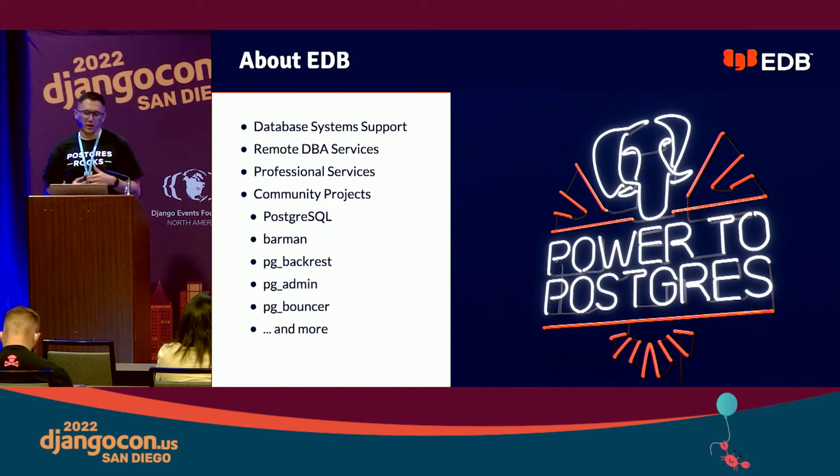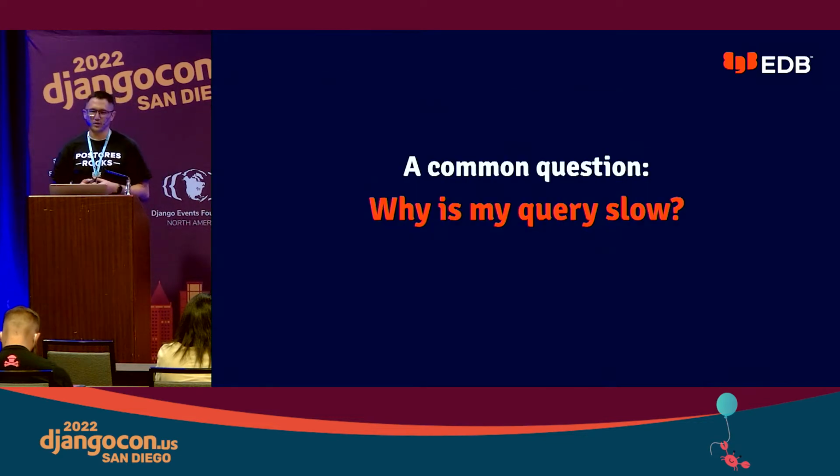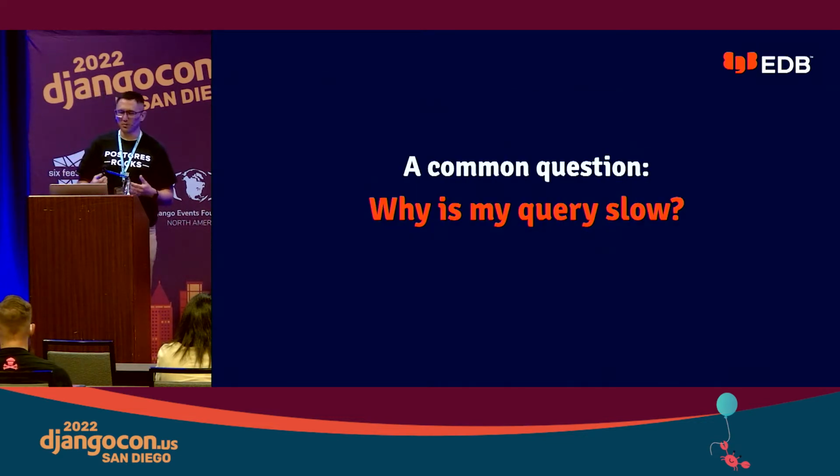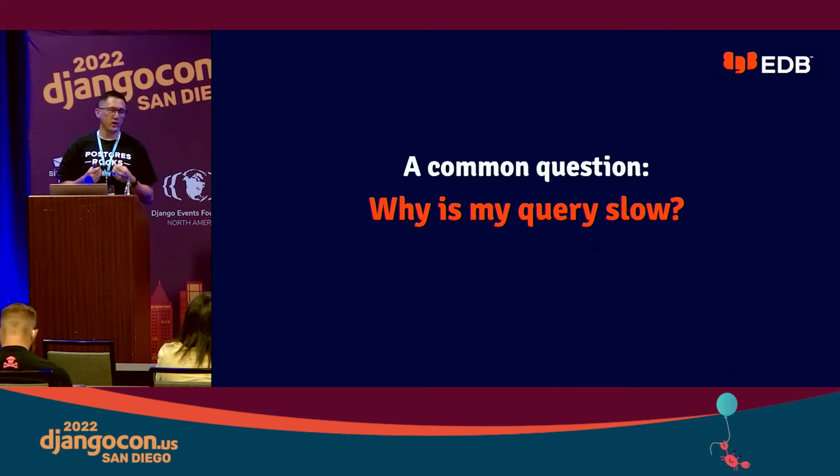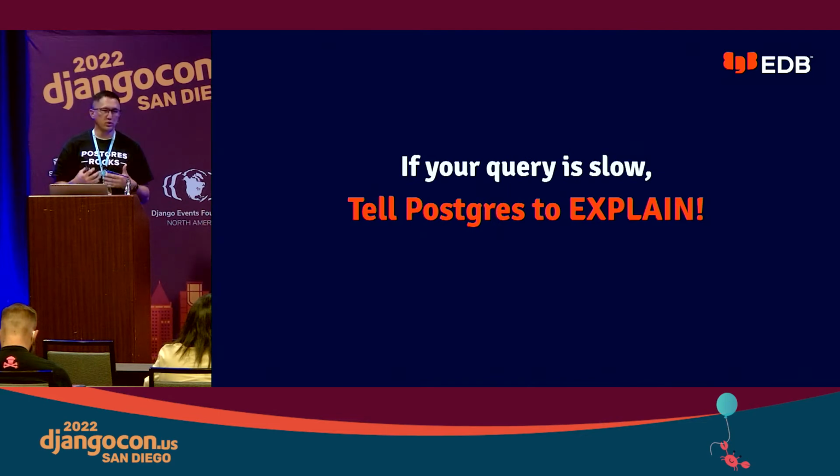So as a support engineer, one of the most common questions that I get from our customers is, why is my query slow, or why is my database slow? And there could be a lot of reasons for that, and I think the first way to deal with any kind of performance issues is to check with Postgres and ask it to explain what's going on with the queries that you're running. Now, I realize that some people may not know how to get the queries to begin with, because a lot of times those queries are being formulated by an ORM.